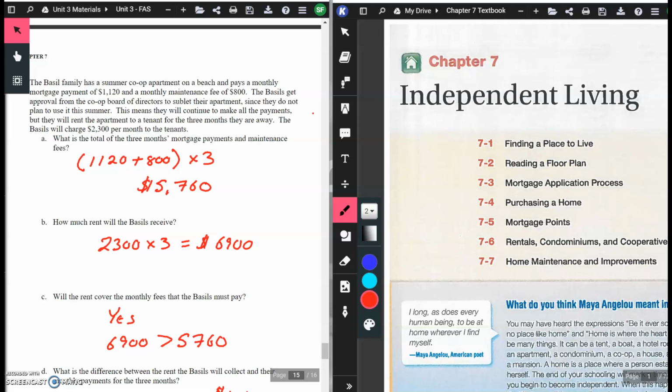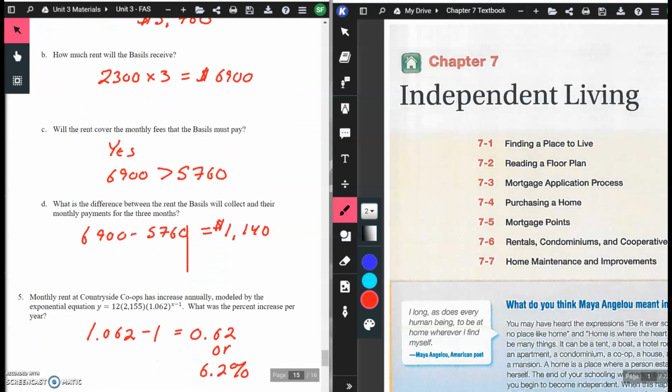So you take your mortgage, which is $1,120, plus your maintenance fee of $800. That's per month. Times 3 for the 3 months gives you a total of $5,760. How much rent will the Basils receive? Well, they're renting it for $2,300 times 3. That's $6,900. Will the rent cover the monthly fees that the Basils must pay? Yes, they're charging $6,900 and they only have to pay $5,760. So yes, they will have enough money.